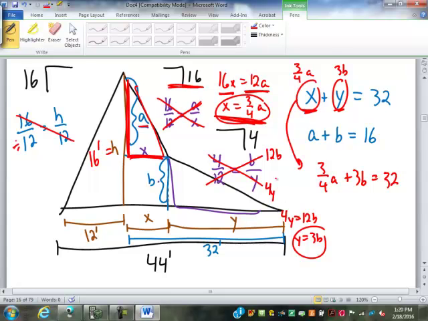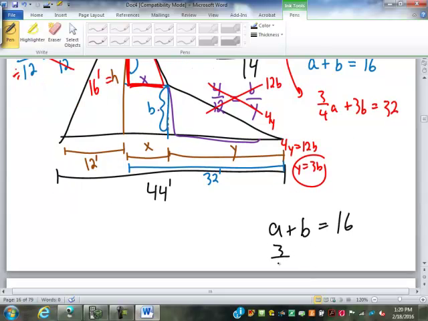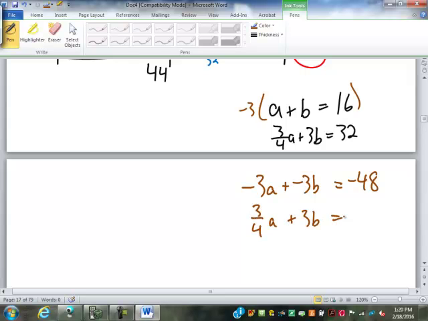Why does that help? Because now we have two equations and two variables. We have a plus b equals 16. We have 3/4 a plus 3b equals 32. So I am going to multiply the top equation by a negative 3, which makes that negative 3a plus negative 3b, or minus 3b, equals a negative 48. So now I still have the 3/4 a plus 3b equals 32.